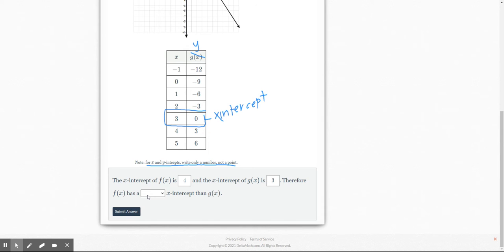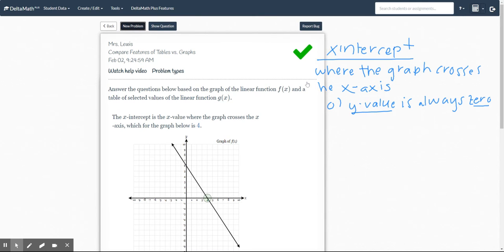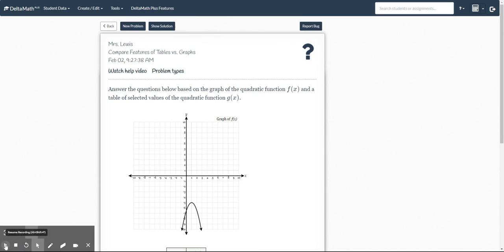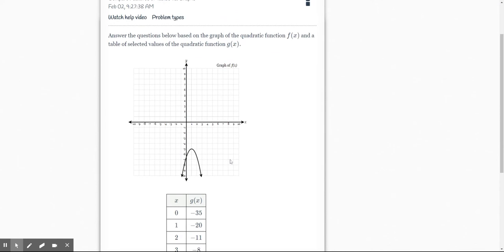So f of x has 4, which is greater than 3. So f of x is greater than g of x in terms of the x-intercept. Okay, lastly, let's go ahead and look at the minimum and maximum value. So before we get started, we need to talk about what that means.